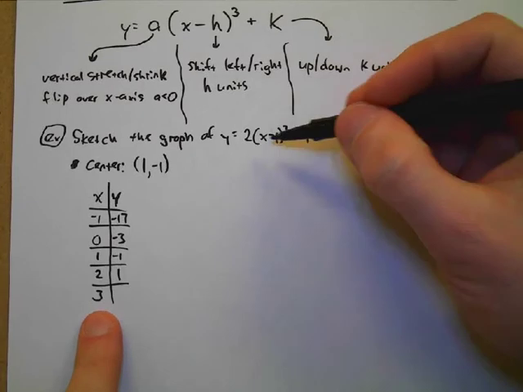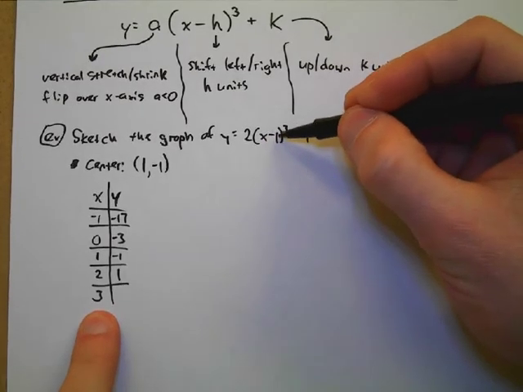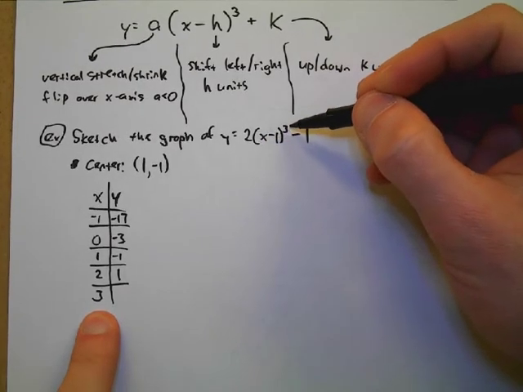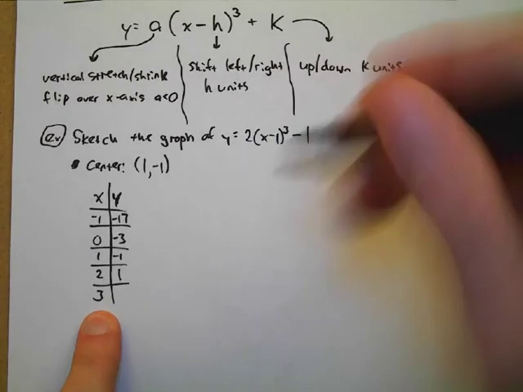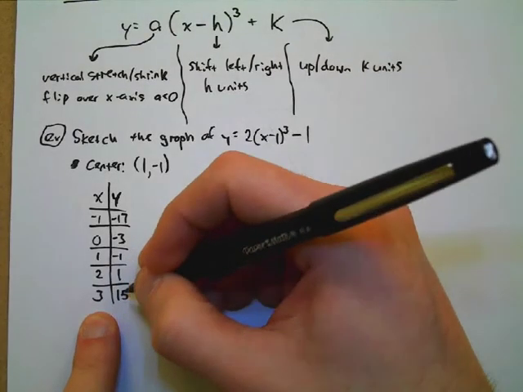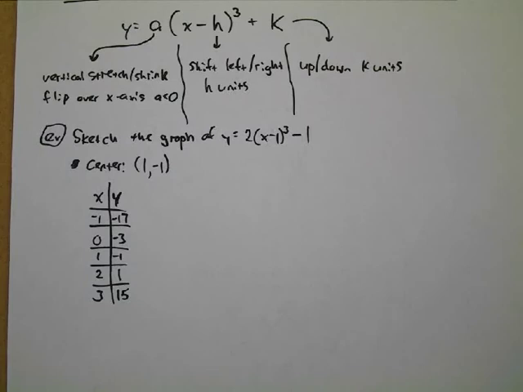Plug in 3. 3 minus 1 is 2. Cubed is 8. Times 2 is 16. Minus 1 is 15. So in this case, you really do need to plug in every single point. There is symmetry here. It's a little bit harder to see until you see it in the graph. It's not quite the same symmetry as what we had when we were doing quadratics. But there it is. Questions or anything up to this point? Now it's just plotting points and connecting the dots.